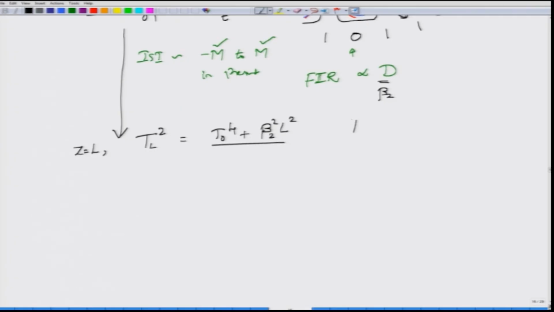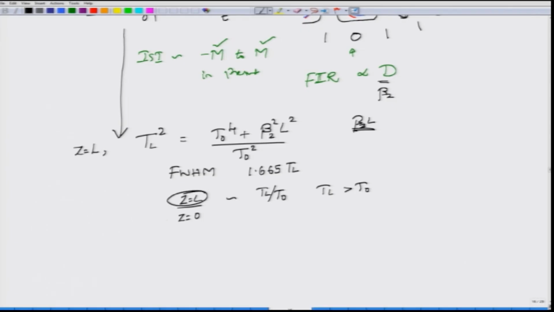In some sense, beta 2 into L is the additional spreading that you are going to get. Normalized, dividing this by T0 square would be the actual TL square. The FWHM after z equal to L is of course given by 1.665 TL. So if you look at the FWHM at z equal to L over the FWHM at z equal to 0, this would be equal to TL by T0, right? And because TL is greater than T0, the FWHM at z equal to L will be greater than the FWHM at z equal to 0.